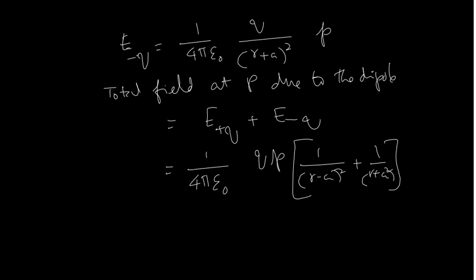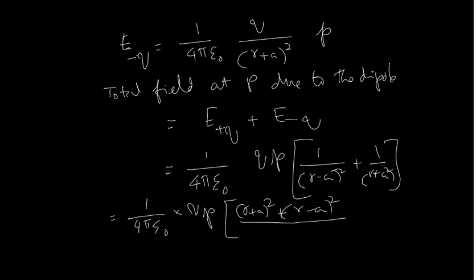So that gets simplified, so we have to do the simplification. You get 1 by 4 pi epsilon naught into Q into P. This one will be R plus A whole squared plus R minus A whole squared, divided by R minus A into R plus A, which is R square minus A squared, whole squared, because I multiply the inside ones and I put the square to the top. Now the question, you will have to think about this. I will come back to this.